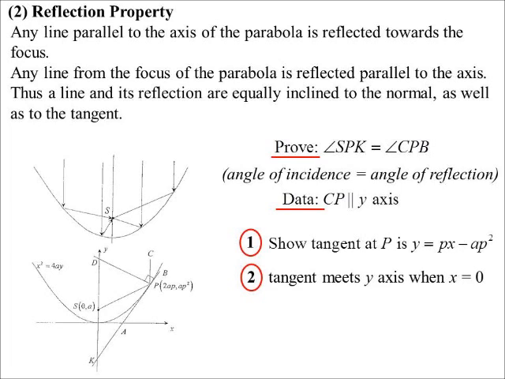Then I'm going to find the y-intercept. Now that of course happens when x equals 0. And so it'll be (0, negative ap squared). Okay, so my distance from the focus down to the intercept, well that was ap squared, plus up to the focus is a, so the total distance is a plus ap squared.